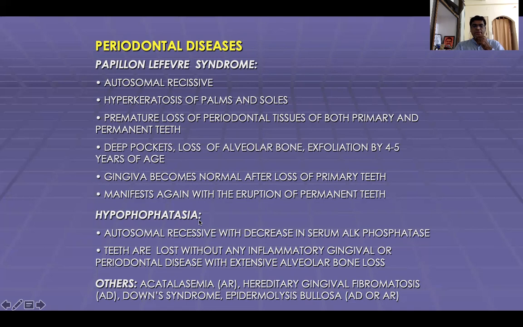Whereas hypophosphatasia, it is an autosomal recessive with decrease in serum alkaline phosphatase. So this is also autosomal recessive, but shown with decrease in the serum alkaline phosphatase. Teeth are lost without any inflammatory gingival or periodontal disease, with extensive alveolar bone loss. Other conditions which can be seen under periodontal disease are acatalasia, autosomal recessive, hereditary gingival fibromatosis, which is autosomal dominant, then Down syndrome, epidermolysis bullosa, either autosomal dominant or autosomal recessive.